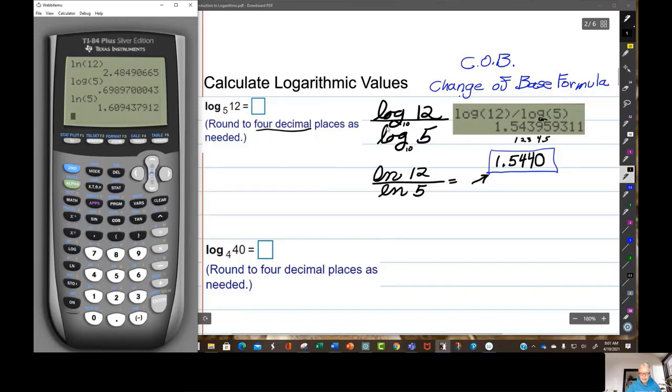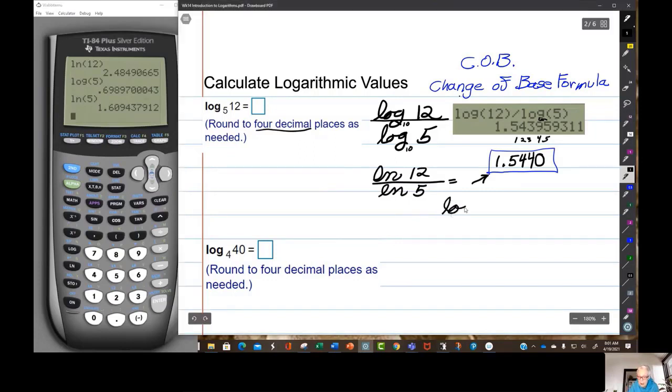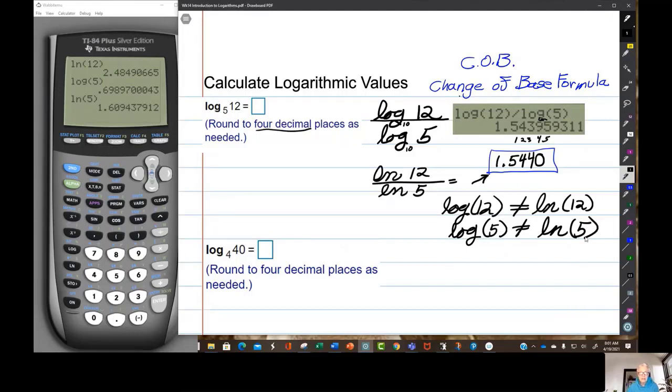Okay. So I'm going to make a note of that also. Written in MathEase because it takes less room, that log 12 does not equal ln 12, and log 5 does not equal the ln of 5. It's an easy mistake to make, but you don't want to make it on the final.